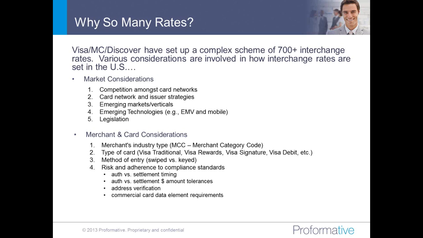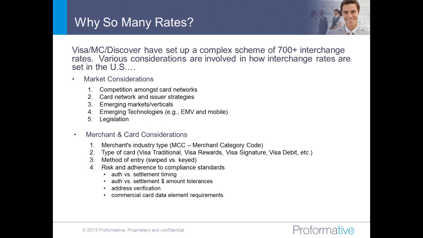The big market considerations are that there's competition amongst the card networks. Visa and MasterCard are always trying to get banks to issue their branded cards. In that competition, they're always creating new rates or increasing rates, so banks will issue their cards that have higher rates. So it's kind of perverse competition. Instead of that competition driving down pricing, it actually causes interchange rates to go up, as they have over the last couple of decades.